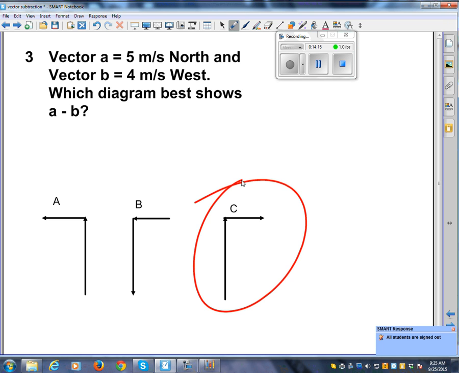Why is it C? 5 meters north. We're doing A minus B, so which one are we flipping? We're flipping B, so we're going to go north. And B is 4 meters per second west, so it becomes east, which is to the right. So it's going to be like that. This one here is A plus B, isn't it? And here we flipped the wrong one, right? So this one would really be B minus A. What a wonderful multiple choice question.